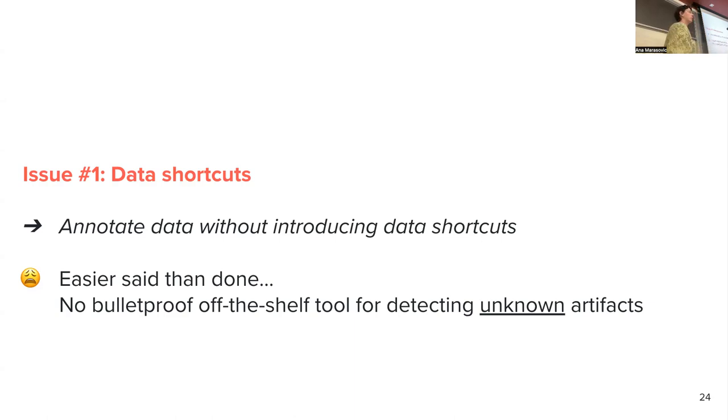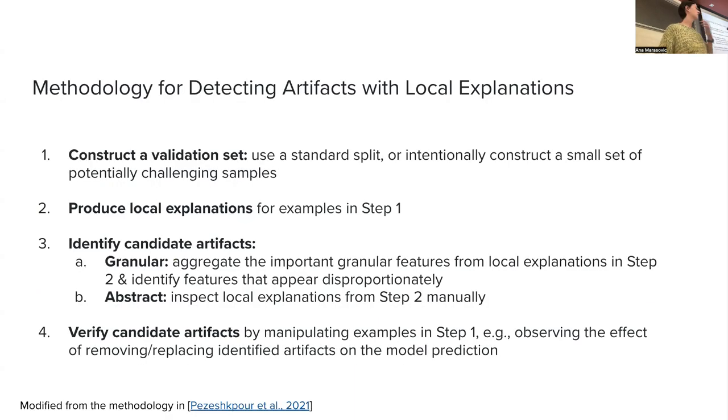So an easy solution here could be, well, just develop data that doesn't have these data artifacts, but this is way easier said than done, because if you're developing a new task, then you don't know what these artifacts are. And methodologies for finding unknown artifacts are not bulletproof. All of them have certain limitations. So it's really hard to collect new data and then use any tool you have at your disposal to say how many artifacts your data contains, although there are certain methodologies like the one we have talked about before, where you can use your local explainability methods to find some of them.